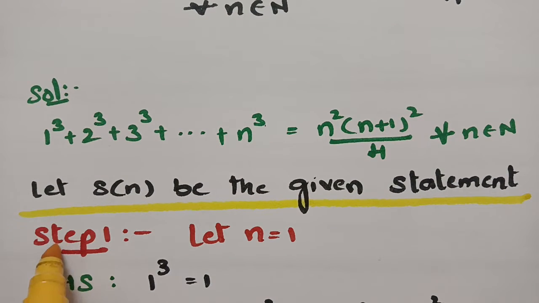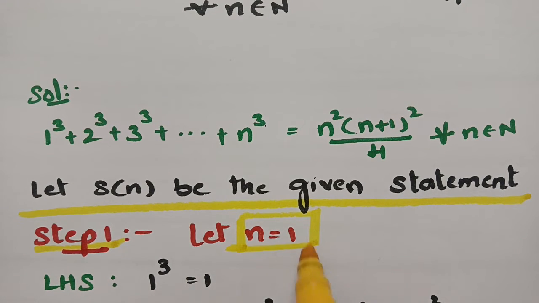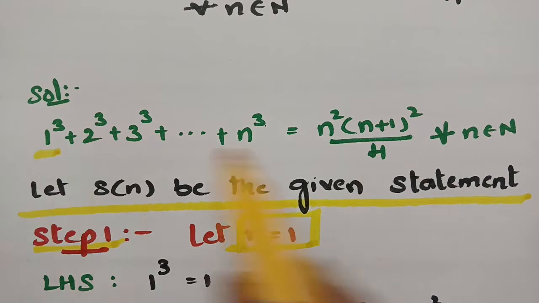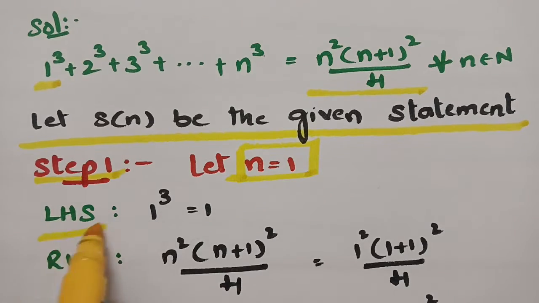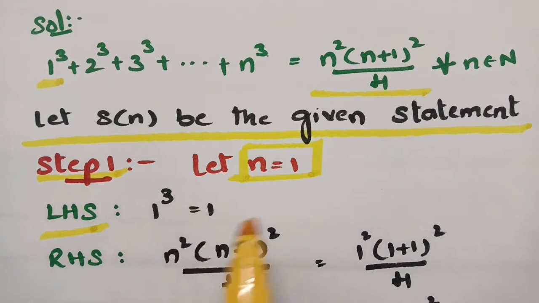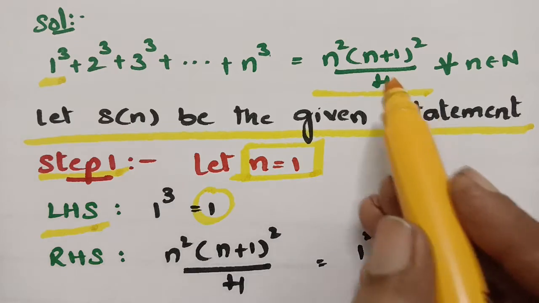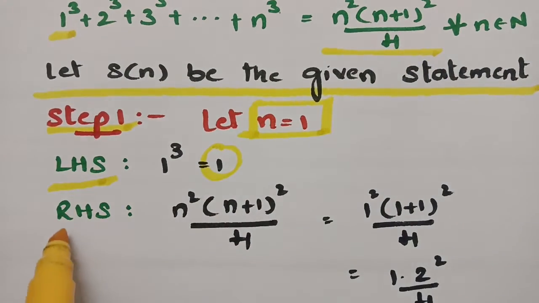In step 1, according to mathematical induction, we have to take n equal to 1 in the LHS as well as the RHS. This is the LHS part and this is the RHS part. In the LHS part, what is there? 1 cube, which is nothing but 1. So the LHS value is 1, whereas this is the RHS part, the right hand side.